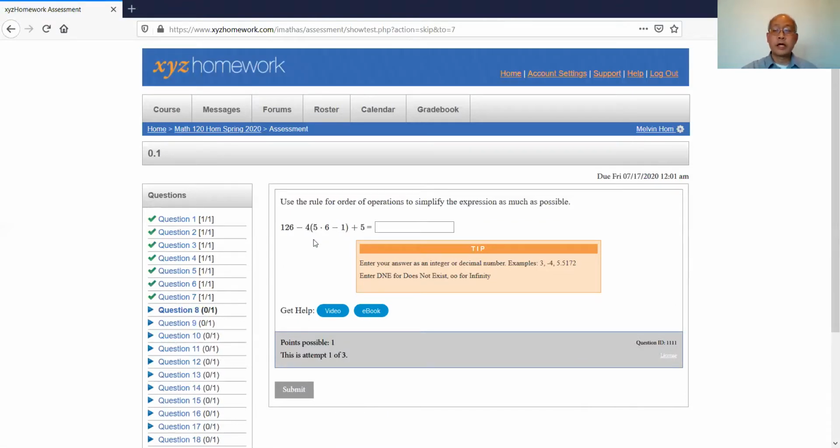All right, question 8, I have to move over again. So this long, big thing here: 126 minus 4 times 5 times 6 minus 1 plus 5. So let me try to stop that. Okay, so we're going to try to do that. Unfortunately, it takes a little while.